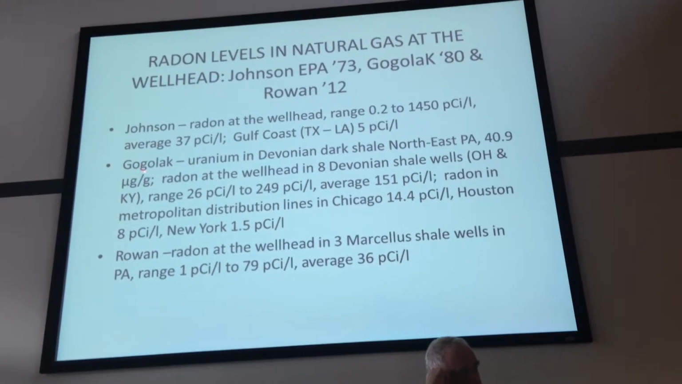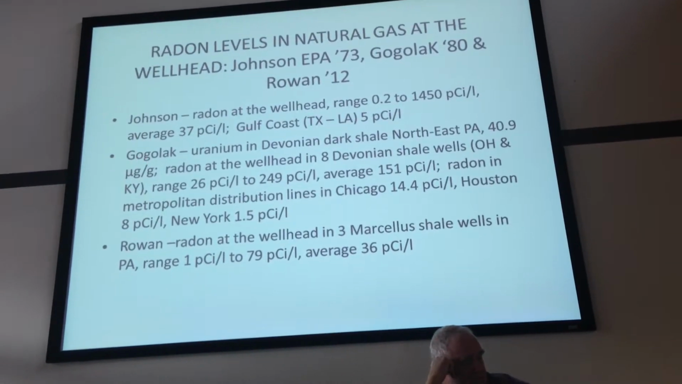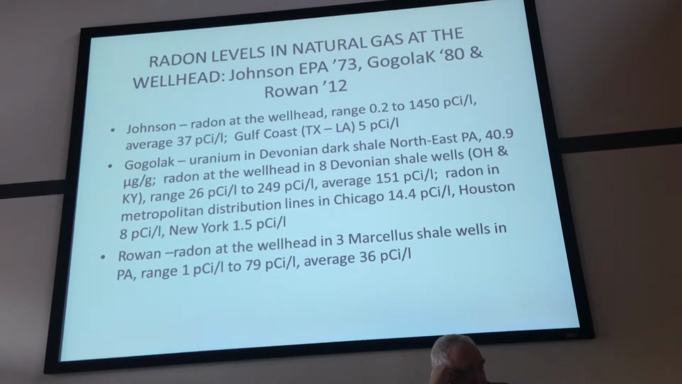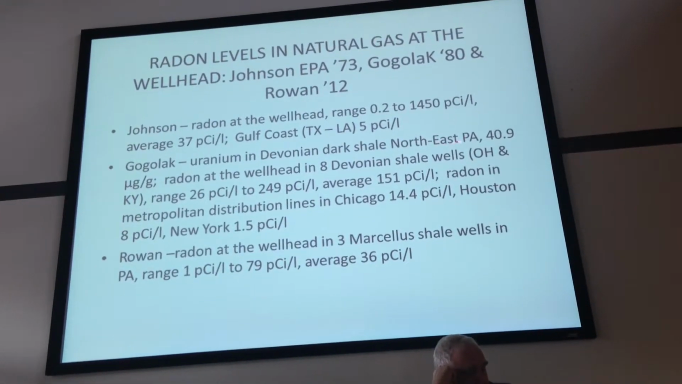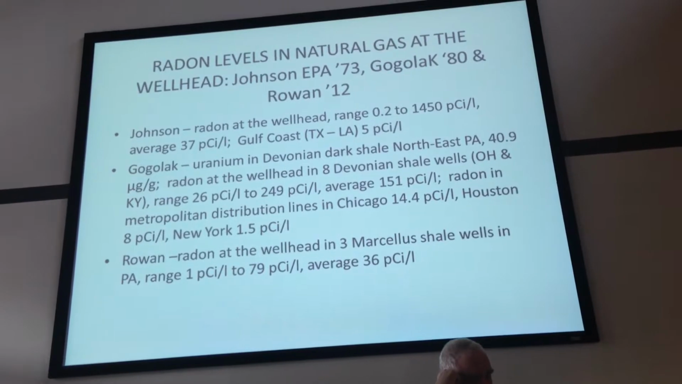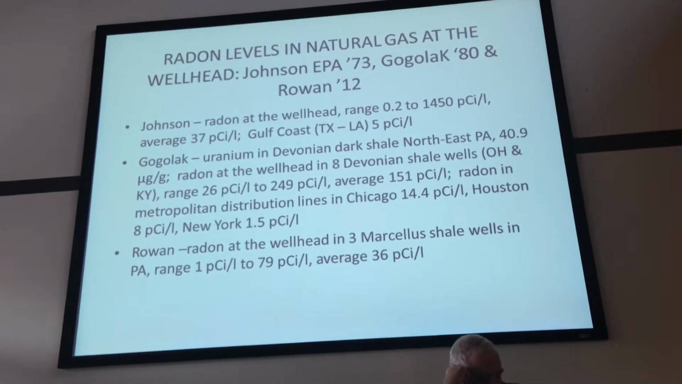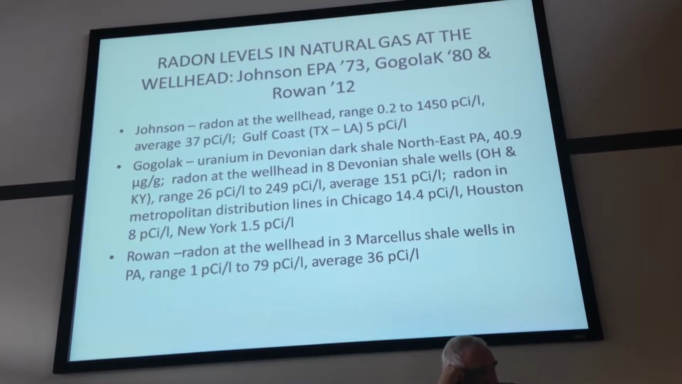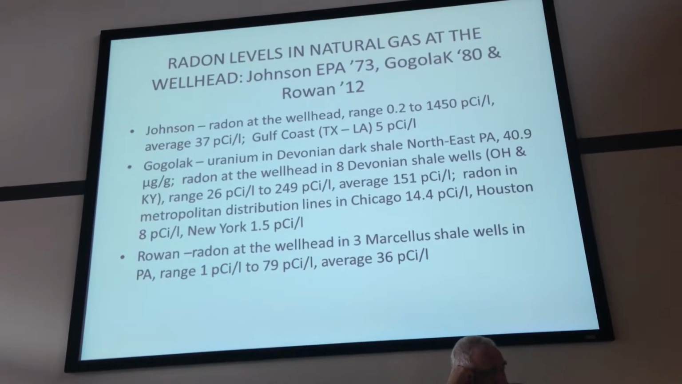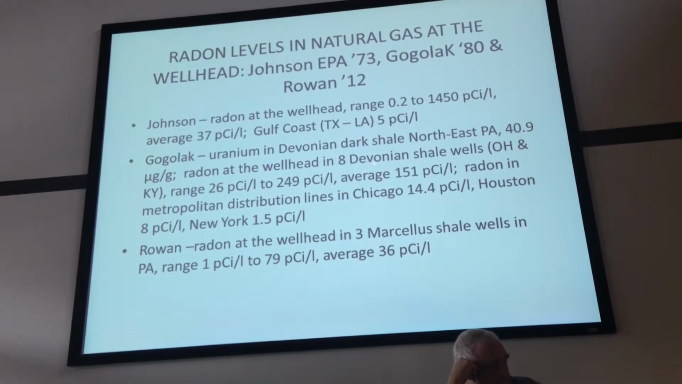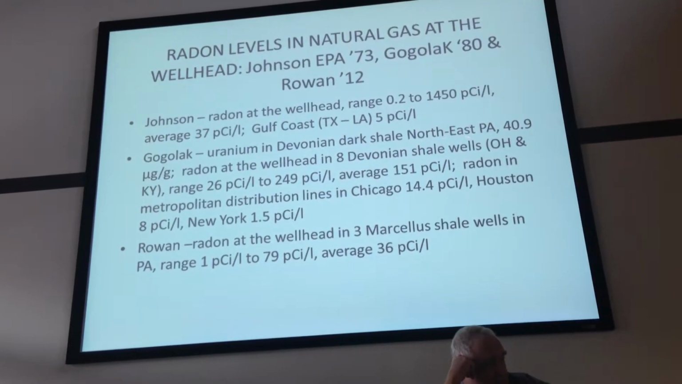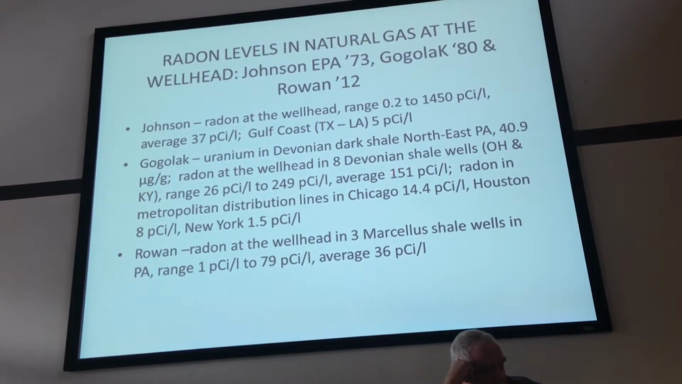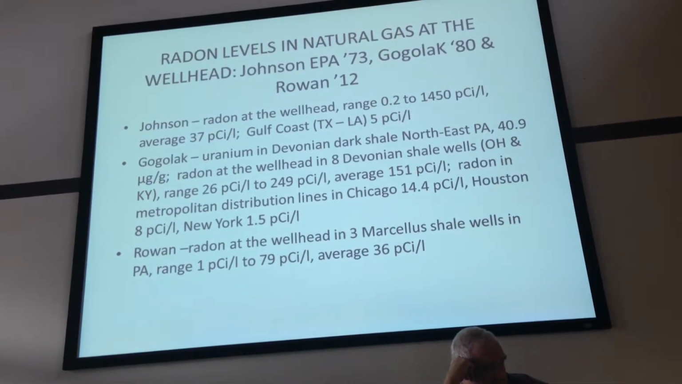In 1980, a researcher at the Department of Energy looked for the first time at the Devonian shales, which are dark black shales in northeastern Pennsylvania. One of the things we find is the darker the color of the shale, the greater the concentration of radioactivity in the shale. And he found an average in the Devonian shales of the northeastern Pennsylvania area and eastern Ohio and northern Kentucky of 151 picocuries per liter.